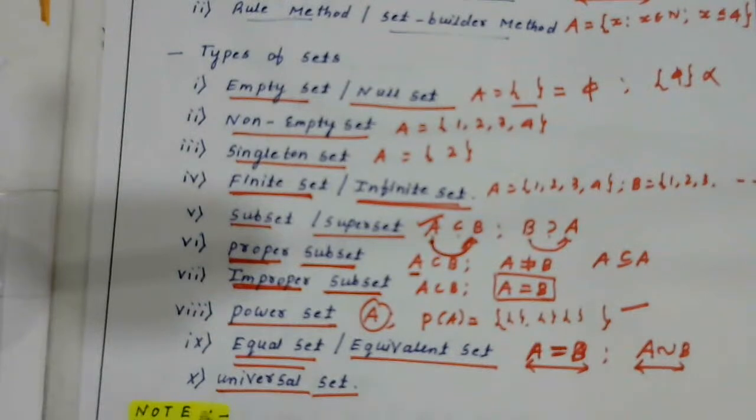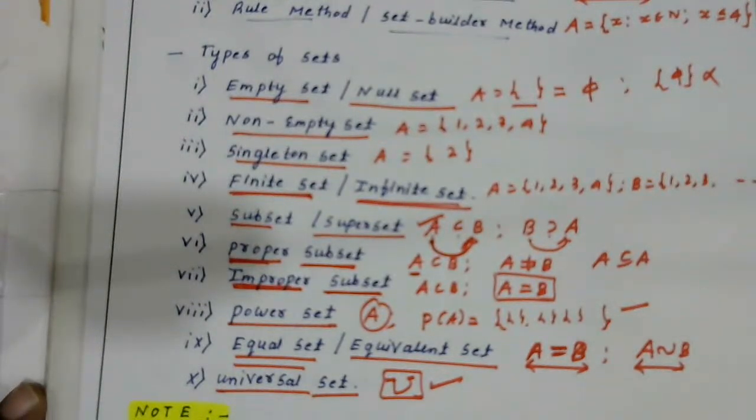And next, what is the set that takes all sets into consideration, or which includes all the subsets of a given set? That is the universal set, denoted by capital U. So capital U is a universal set, a set which takes all the sets into consideration.